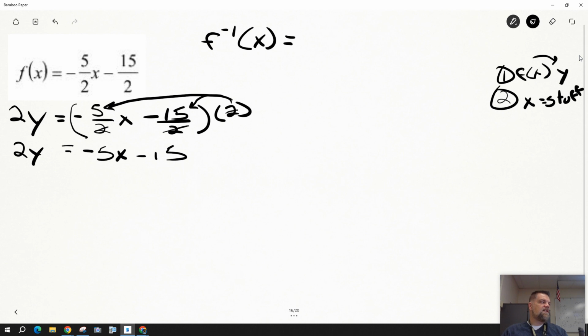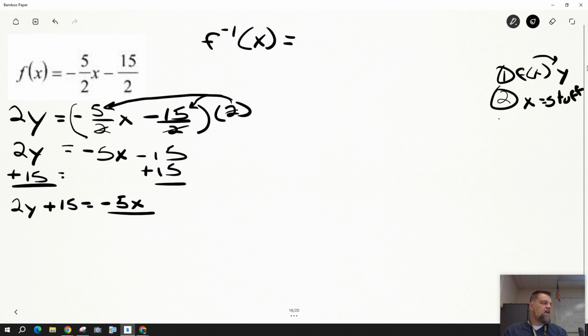And if you think about it, it makes sense. If I were to solve for y, I'd divide by 2, divide by 2, divide by 2. I'm just doing it backwards. Still not done solving for x. So now I'm going to add 15 to both sides, and I get 2y plus 15 equals negative 5x. Divide everything by negative 5, and I get 2y plus 15 over negative 5 is equal to x.